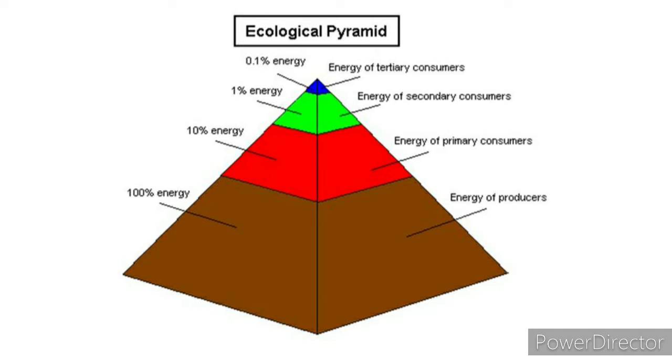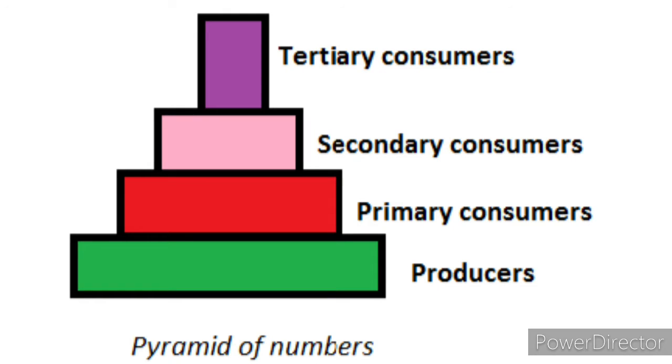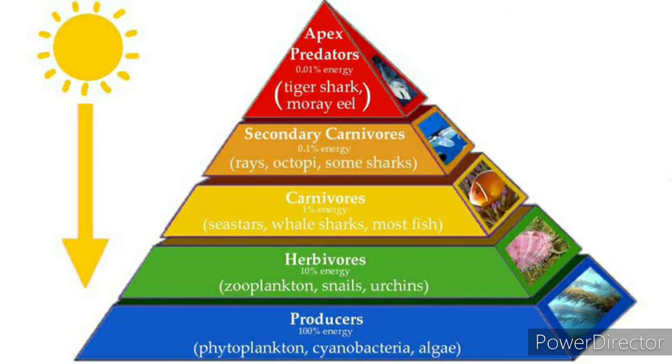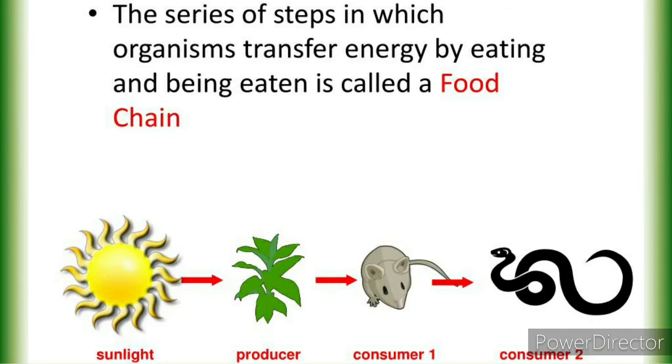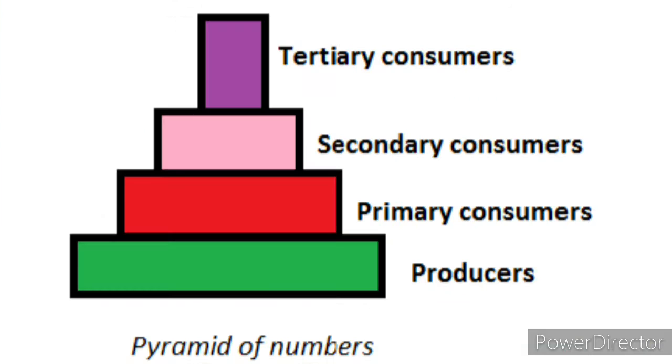An ecological pyramid is a graphical representation of the relationship between different organisms in an ecosystem. Each of the bars of the pyramid represents a specific trophic level as well as their order. The order depends on who eats whom. This represents the flow of energy.